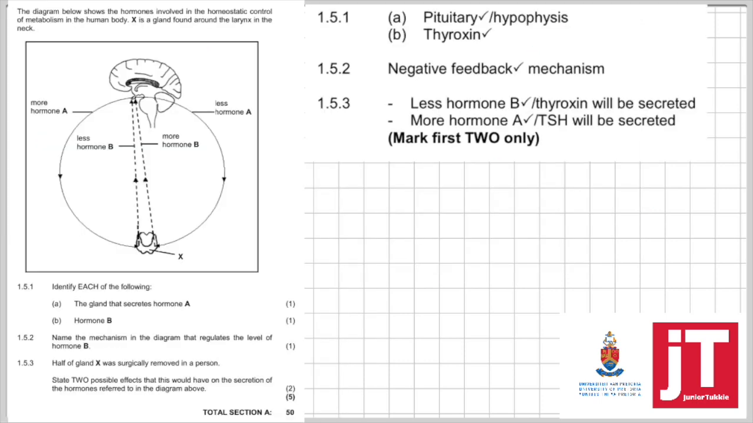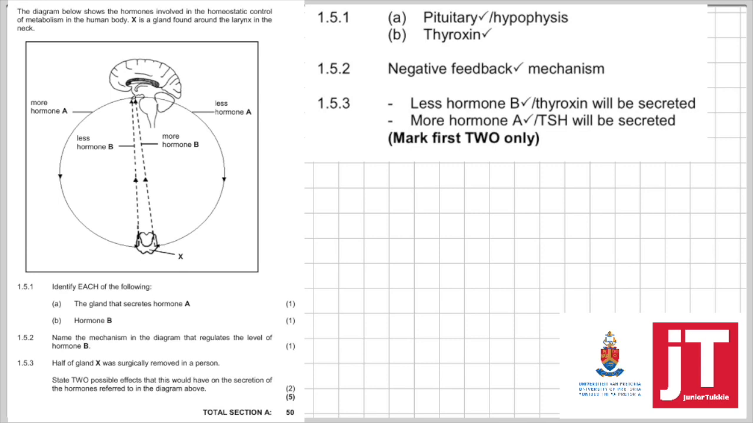Right, 1.5. The diagram below shows the hormones involved in the homeostatic control of metabolism in the human body. X is a gland found around the larynx in the neck. Right, 1.5.1. Identify each of the following.